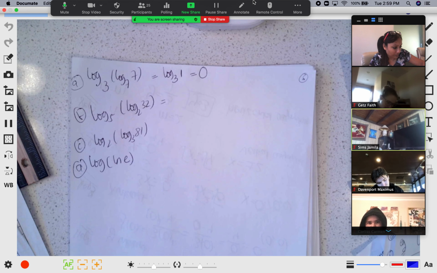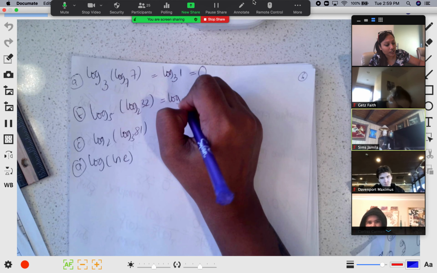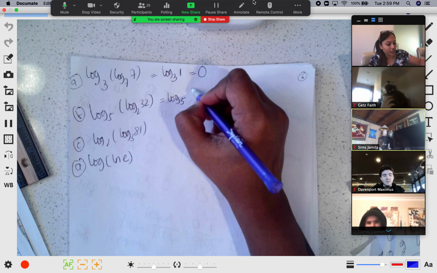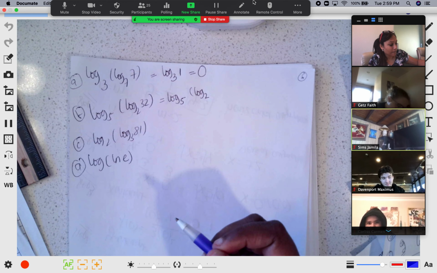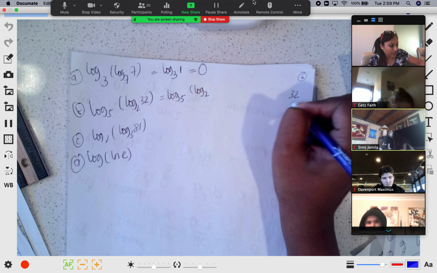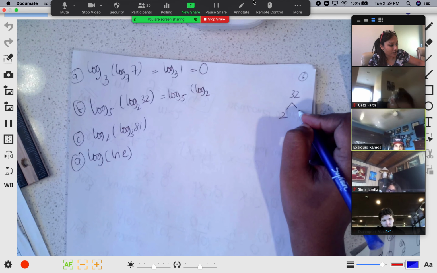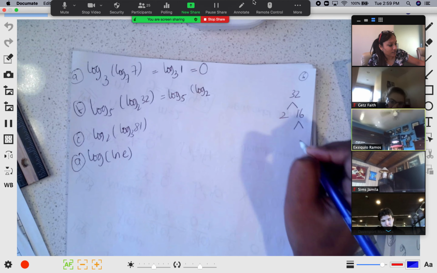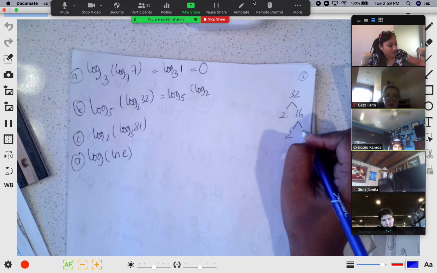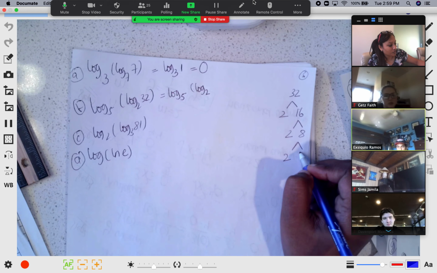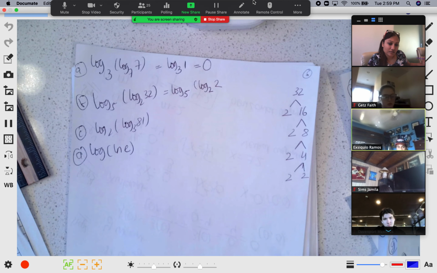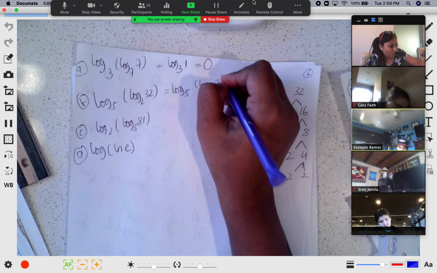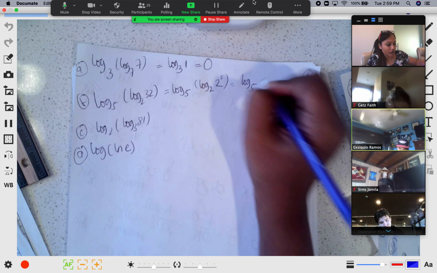Let me solve the inside bracket first. Log_2 32. I keep log 2 as it is. Can I write 32 as 2 to the power of something? Let's make factors. 32 is 2 times 16. 16 is 2 times 8. 8 is 2 times 4. 4 is 2 times 2. So 32 I can write as 2 to the power of 5. What is the value of log_2 2 to the power of 5?